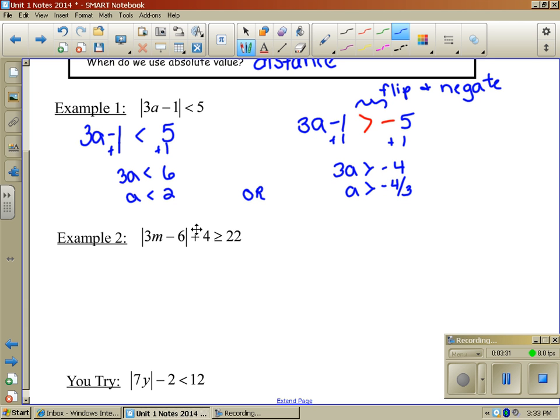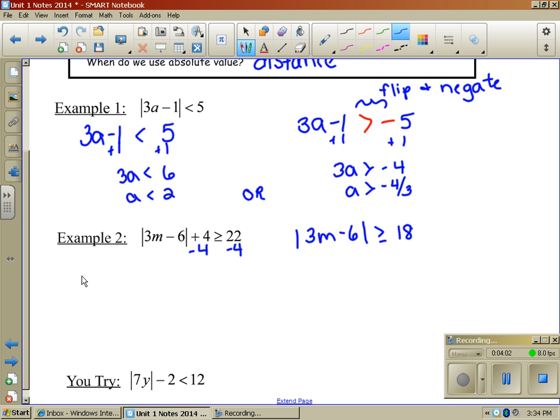Next one. In this one we have the absolute value and then we have +4. So one step we also have to remember is that we isolate the absolute value. So your first step before you set up your 2 equations now is to subtract 4. So we have the absolute value of 3m minus 6 is greater than or equal to 18, 22 minus 4. Now set up your 2 equations.